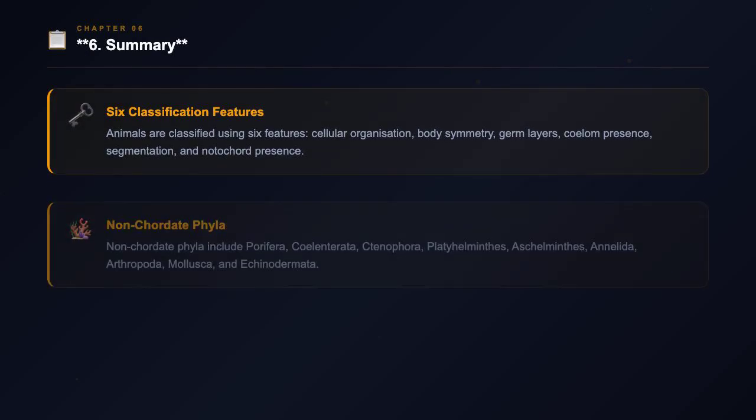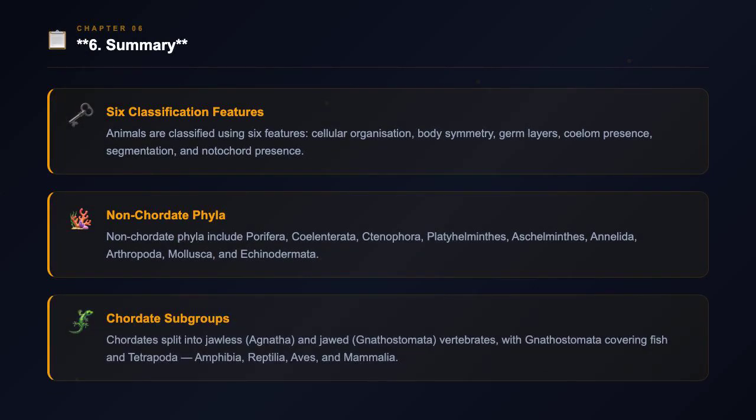The animal kingdom classification system uses 6 key features. These features are cellular organization, body symmetry, germ layer arrangement, coelom presence or absence, segmentation, and notochord presence. Non-chordate phyla include Porifera, Coelenterata, and Ctenophora. Others are Platyhelminthes, Aschelminthes, Annelida, Arthropoda, Mollusca, and Echinodermata.